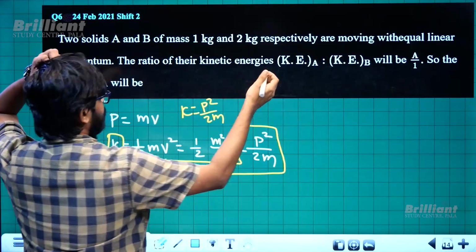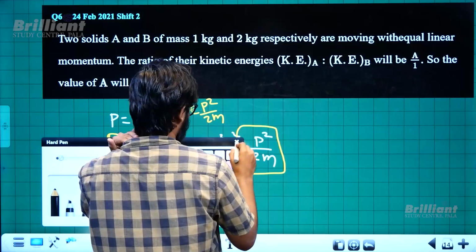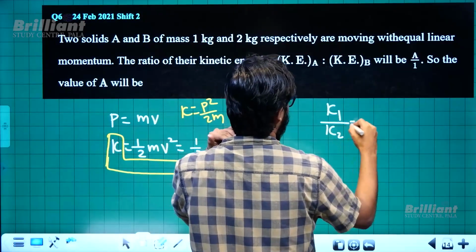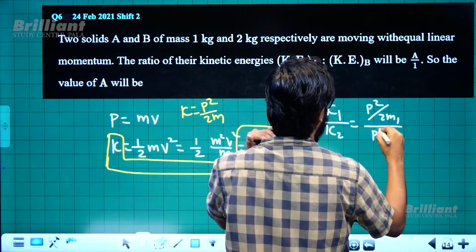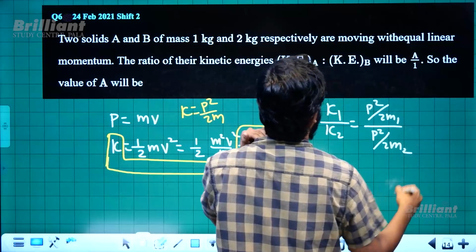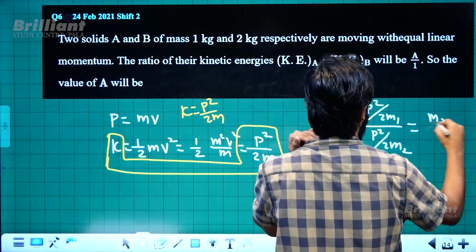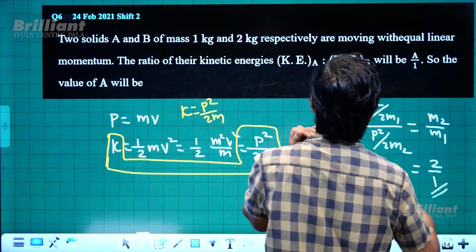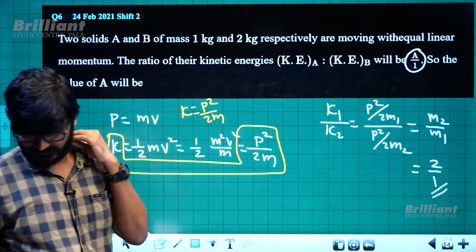Now let us write the same thing because they are saying equal linear momentum, right? So kinetic energy of first particle k1 by k2 you need to find, that is p square by 2m1 over p square by 2m2, because they said momentum is same. So when you do this calculation, it will turn out to be m2 by m1. m2 by m1 is 2 by 1. So answer is 2 by 1, right?